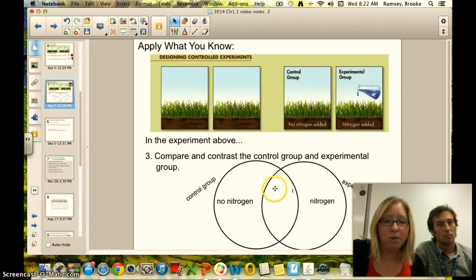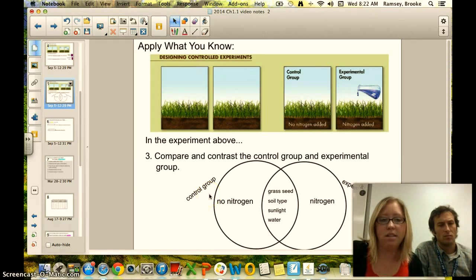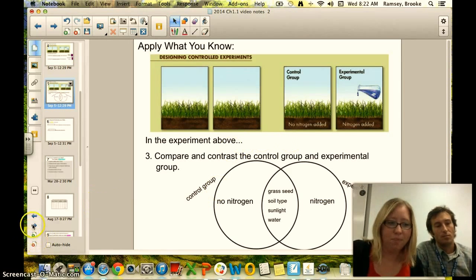Now the similarities between both the control group and the experimental group could basically be unlimited. You could have millions of things that both experiments have together. But in this example, some that we've listed are they both have the same grass seed, they both have the same type of soil, they both have the same amount of sunlight, and they both have the same amount of water. So that is kind of comparing and contrasting the similarities and differences between a control group and experimental group in this example of this experiment.